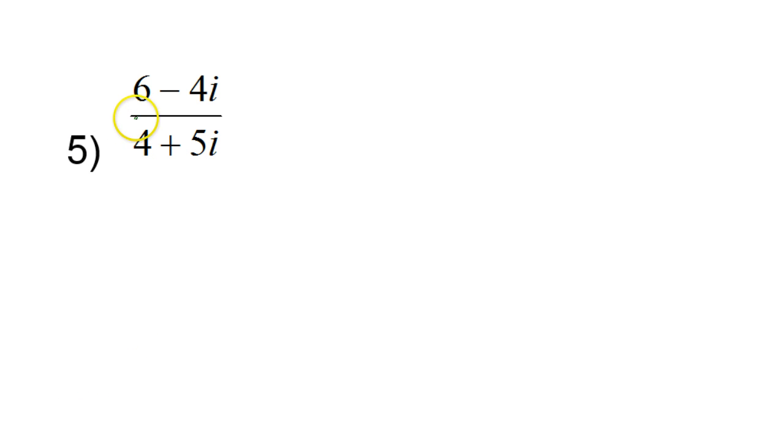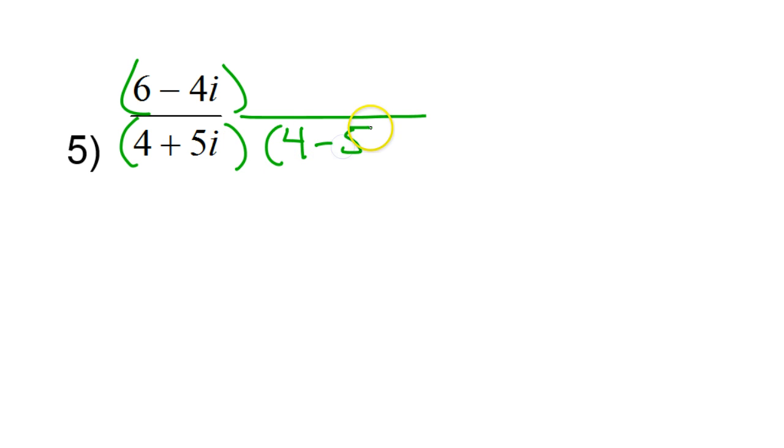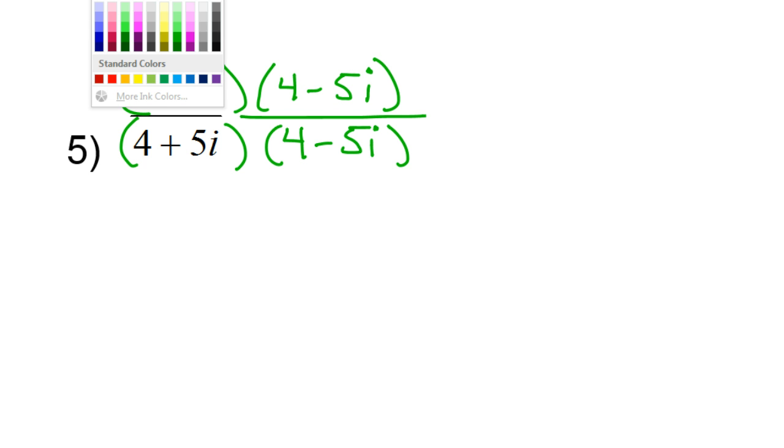All right, let's do one more. All right, again, focus on the denominator and multiply by the conjugate. So 4 plus 5i, the conjugate is 4 minus 5i. And we'll have to do the same thing in the numerator. Okay, so now let us double distribute.